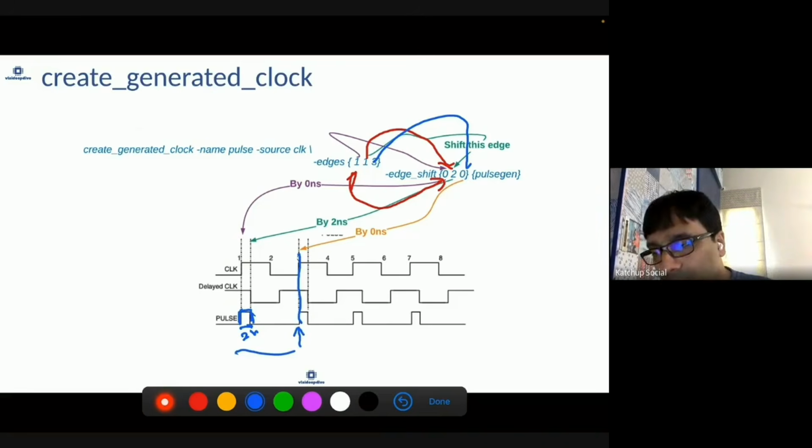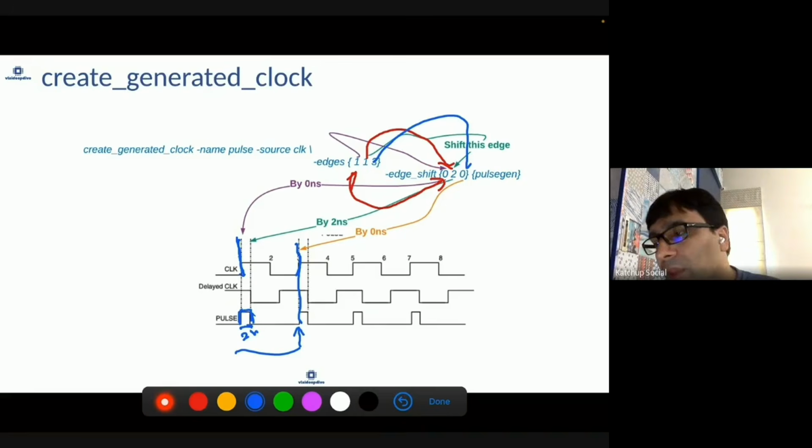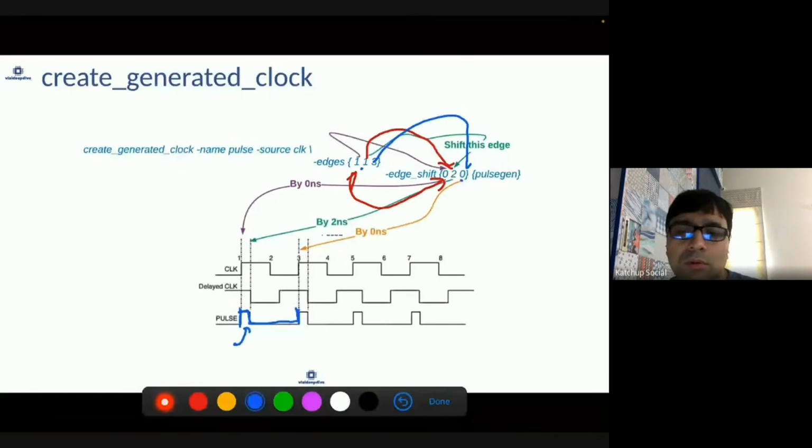So you define the edges option. By the edges option, you're saying the rise happens at edge 1, the fall also happens at edge 1, and then the next rise happens at the third edge. You shifted the rise edge by 0 nanosecond, so it stayed here. You shifted the second edge, the fall edge, by 2 nanoseconds, so it became this, and you shifted the third edge by 0, and it became this. So you created this fall. So you're using the edges and edge shift options to create pulses, which is typically how this is used.